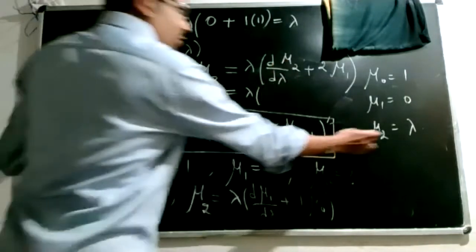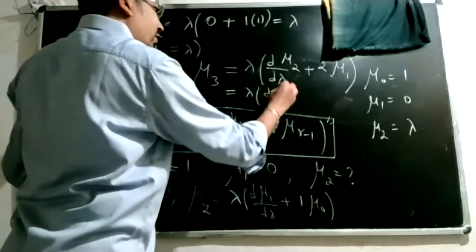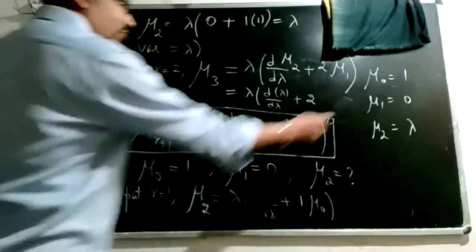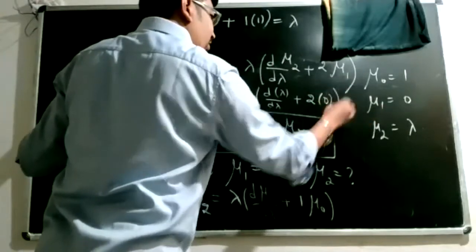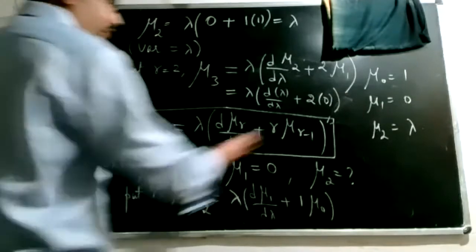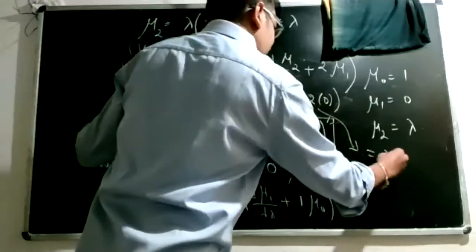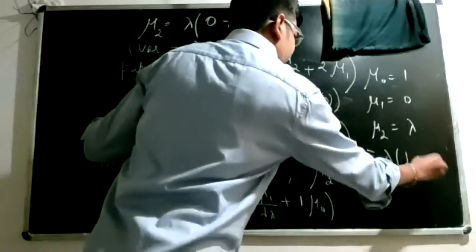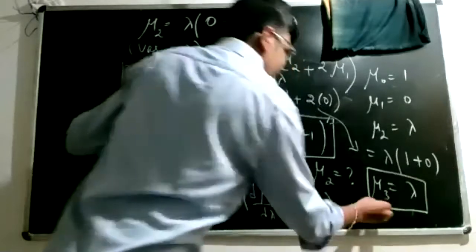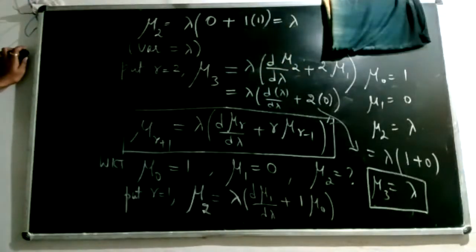What is mu 2? Mu 2 is lambda, so the derivative of lambda with respect to lambda plus 2 into mu 1. Mu 1 is 0, and the derivative of lambda with respect to lambda is 1. So you get 1 plus 0, which is equal to lambda. So you have mu 3 equal to lambda.